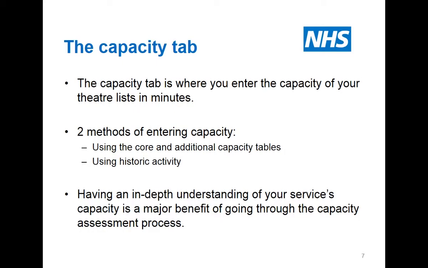The Capacity tab is where you enter the capacity for your theatre list in minutes. The Capacity tab allows users to enter their anticipated capacity in two ways: by using the core and additional capacity tables, which will calculate the values based on the aggregation of capacity figures, and by using historic activity, which will compare historic activity against expected demand. Note that there are two different questions here, so please be careful and clear on which you think is most relevant to your needs before proceeding. Having an in-depth understanding of your service's capacities is a major benefit of going through the capacity assessment process. Although this may be initially a laborious process, it does return significant dividends in the long run.